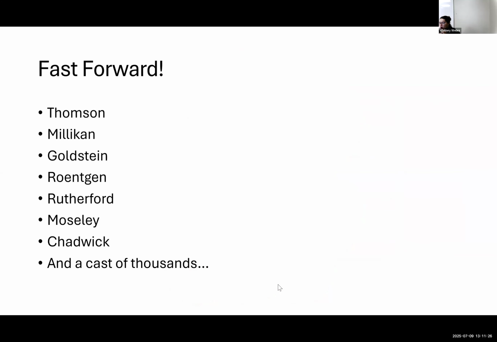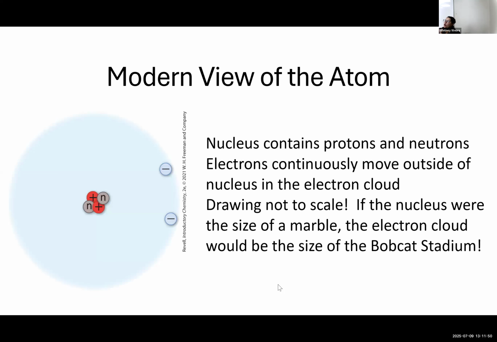So once they discovered that, all of these amazing scientists were able to figure out what it is. They said something's there, and other scientists figured out what that something is. So Thomson, Millikan, Goldstein, I can't pronounce that, Roentgen, Rutherford, Moseley, Chadwick, a cast of thousands of scientists were able to continue and figure out all of these details. So let's skip over all of that and talk about now.